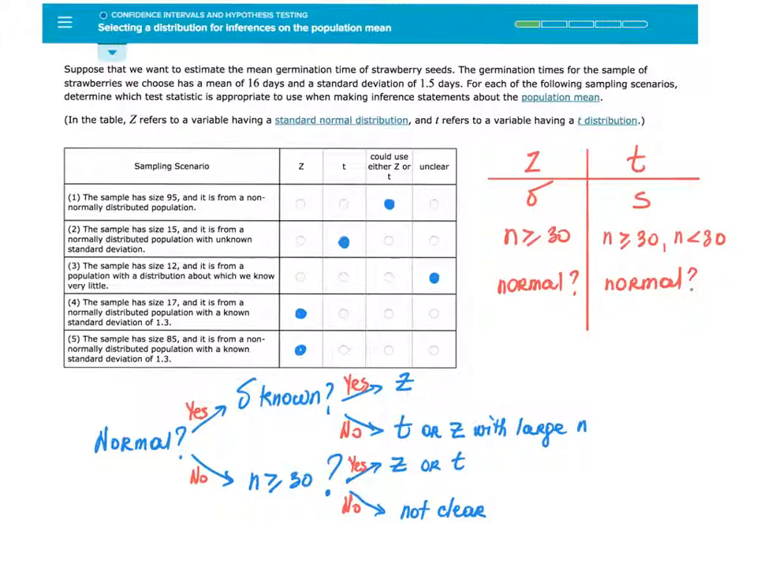Next scenario, the sample size is 12, and it is from a population with a distribution about which we know very little. We need more information to make a decision, so this time we again choose unclear.